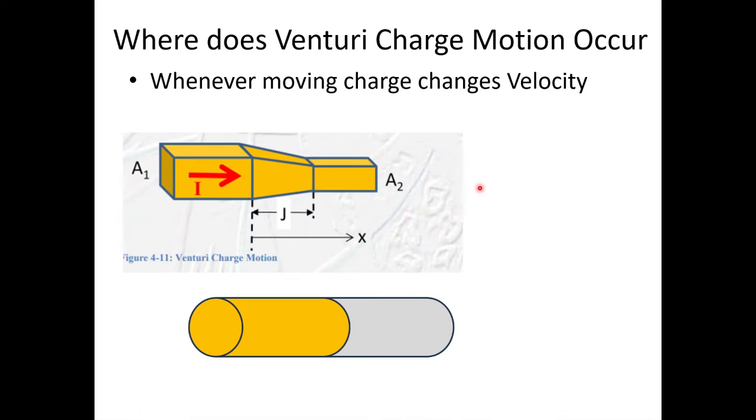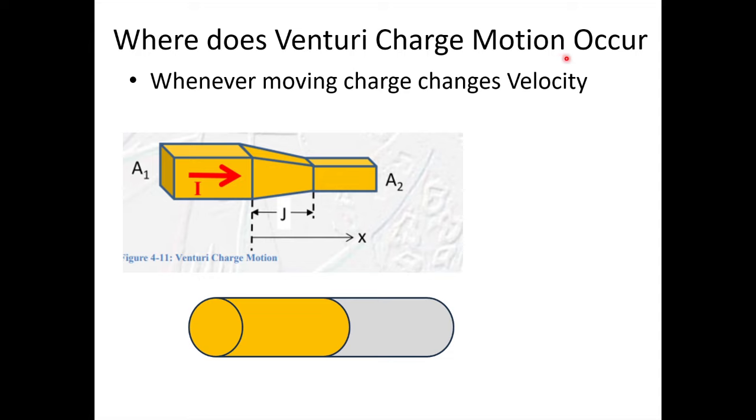So where does Venturi Charge Motion occur? Well, Venturi charge motion occurs whenever charge motion changes velocity. And just like fluid dynamics, if you're pumping current into a conductor that has a cross-sectional area A1, and that cross-section transitions down to a smaller cross-section, well, the charge will necessarily have to accelerate in this little section here. This accelerating charge is going to induce an inertial effect that can be experienced by other charges in the area.